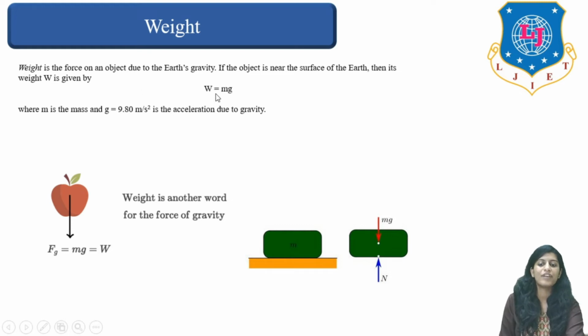If the object is near the surface of the Earth, then weight is given by W equals M into G. M is the mass, G is the acceleration due to gravity, and it is generally represented by 9.8 meters per second squared. Clear? So if you see here, if a block of mass M is kept on the table, then it is M. But if we keep it free falling, then it will experience a force of mg, which will fall downward to the ground, right?